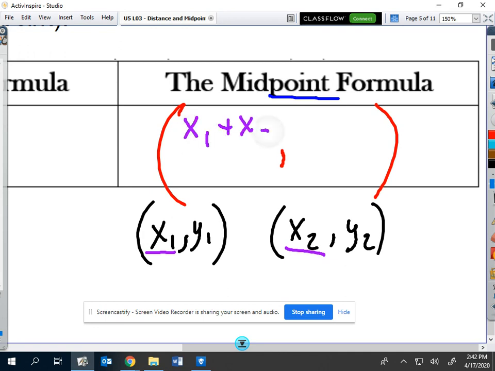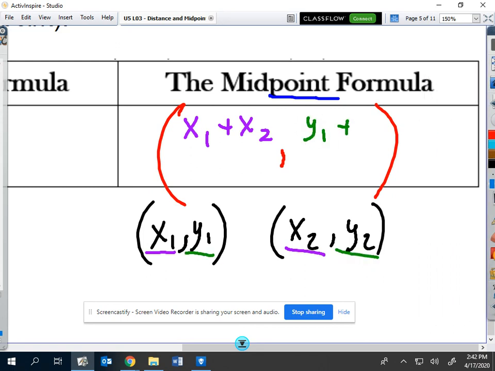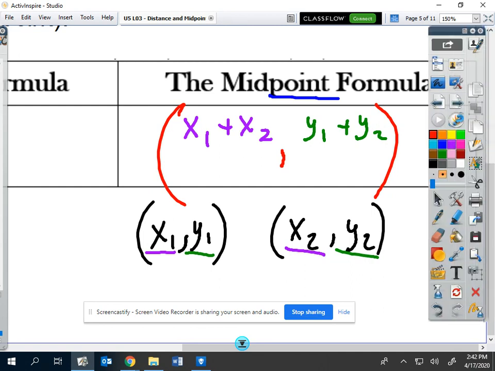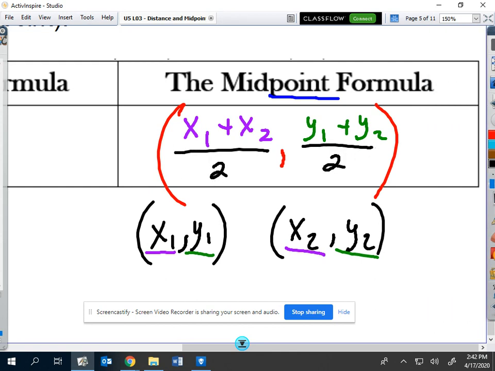You take your two x's, so x1 and x2, whatever they are, and you add them together. Do the same thing for your y's. Take y1 and y2 and add them together, y1 plus y2. And then for both of them, you're going to divide them by 2. What you're actually doing here, if this goes back to Unit 4, is you're actually finding the average or the mean of the x's and the average or the mean of the y's.